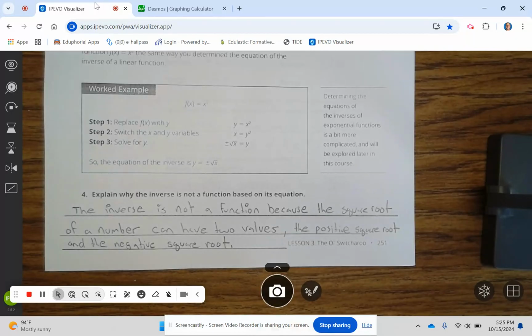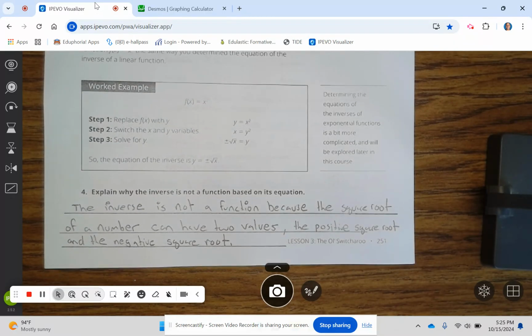4. Explain why the inverse is not a function based on its equation. The inverse is not a function because the square root of a number can have two values, the positive square root and the negative square root. Let's take a look at the next page.